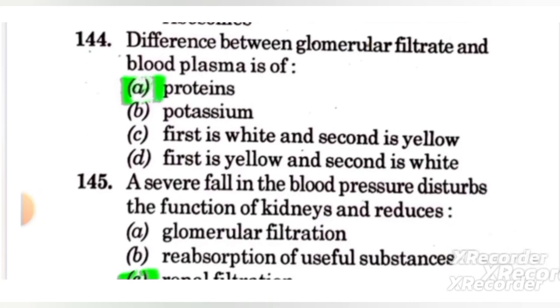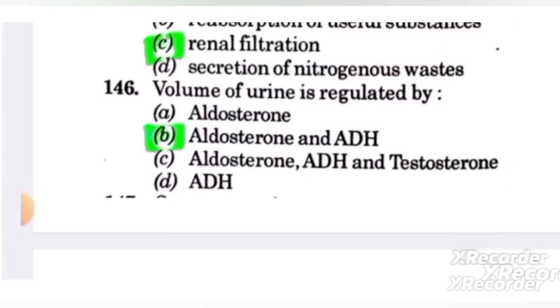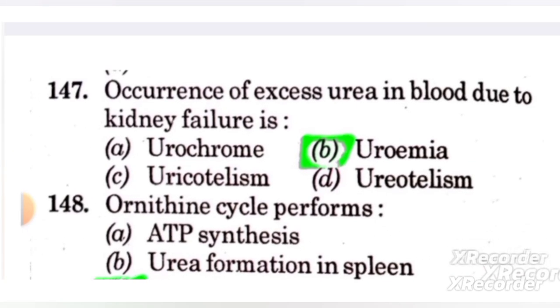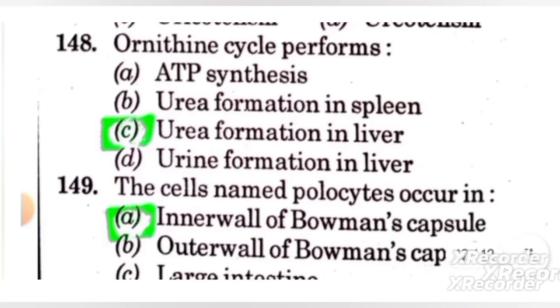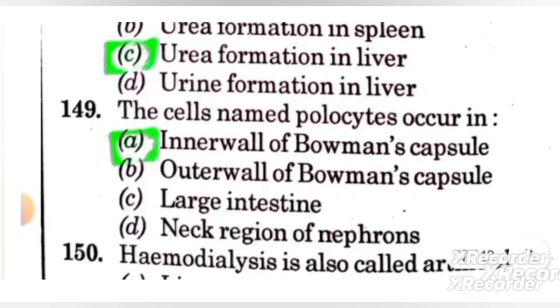144. The difference between glomerular filtrate and blood plasma is of? Answer A, proteins. Next, 145. A severe fall in the blood pressure disturbs the function of kidney and reduces? Answer C, renal filtration. Next, 146. Volume of urine is regulated by? Answer B, aldosterone and ADH. Next, 147. Occurrence of excess urea in blood due to kidney failure is? Answer B, uremia. Next, 148. Ornithine cycle performs? Answer C, urea formation in liver.